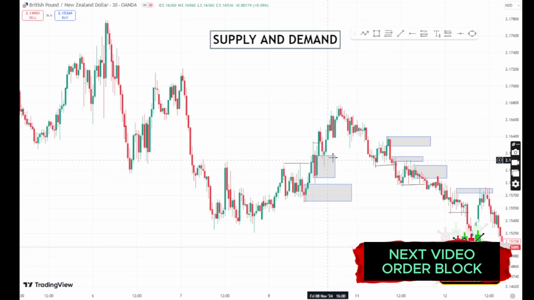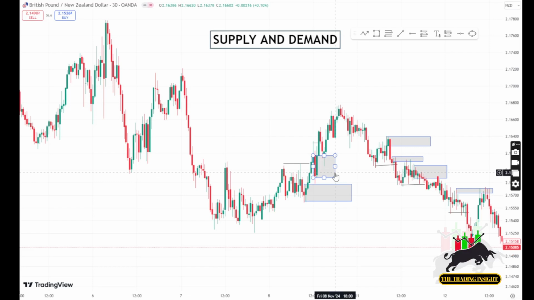The next video I'll be dropping is going to be on order blocks, so that you can end with this supply and demand zone video and get a clearer understanding, because you might not really understand the supply and demand zone well without knowing what an order block is.